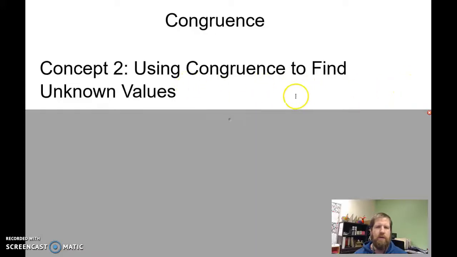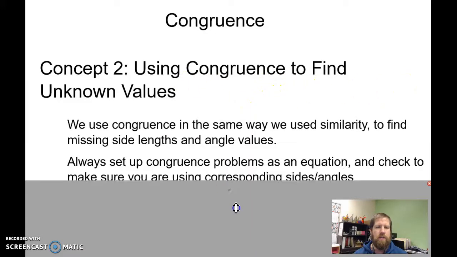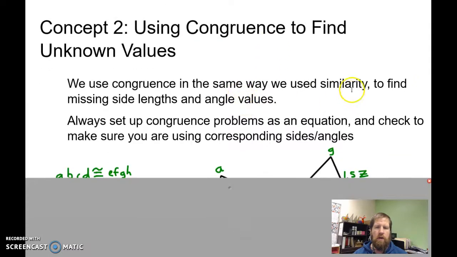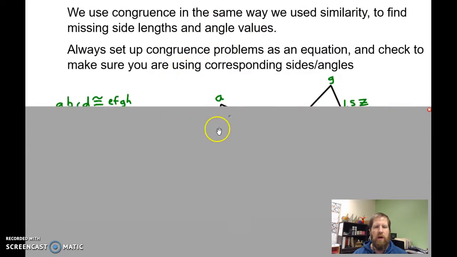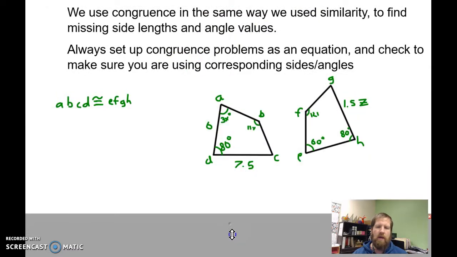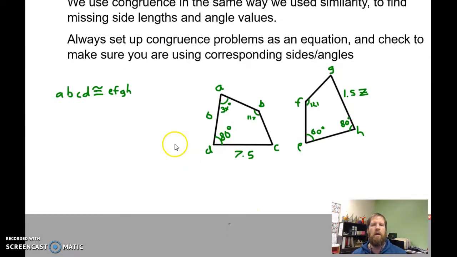Concept 2, using congruence to find unknown values. So when we were doing problems with similar figures, we used similarity to find missing side lengths or missing angle values. Okay, we're going to use congruence the same way, and we're going to do that by setting up our problem as an equation.